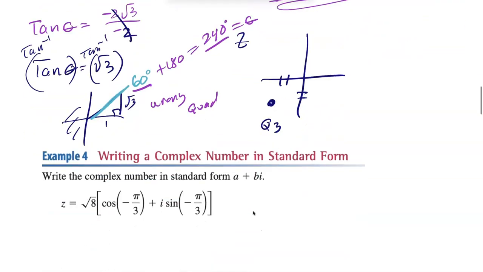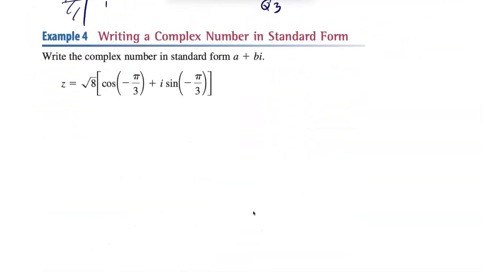Okay. How do I go the opposite? How do I write a complex number in standard form? Well, that's easy. It's more straightforward. You just simplify it.